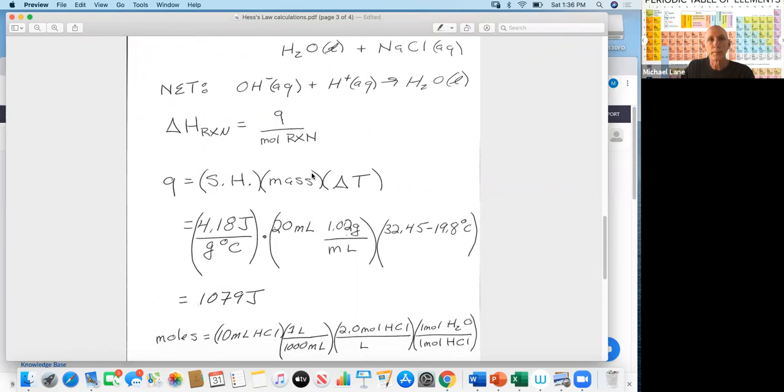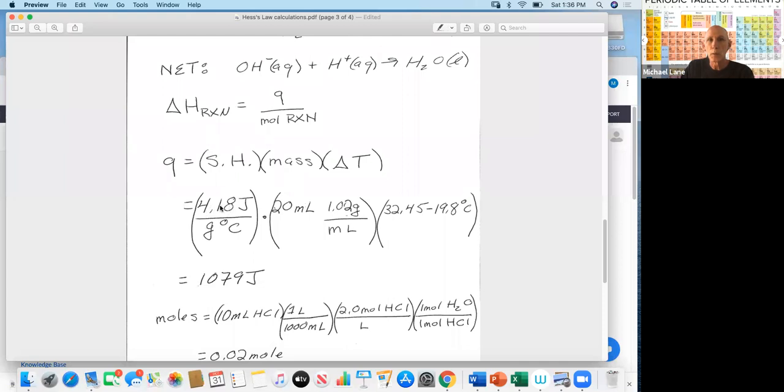Let me do those two. Specific heat, 4.18 joules per gram degree C. It's important to note that this is an approximation. This is the specific heat of water, but we had hydrochloric acid and sodium hydroxide solutions. Their specific heats are ever so slightly different, but for the purposes of this experiment, we're going to use the specific heat of water. The mass, we had 20 milliliters in total. We are going to use 1.02 grams per milliliter as the density of the solutions.